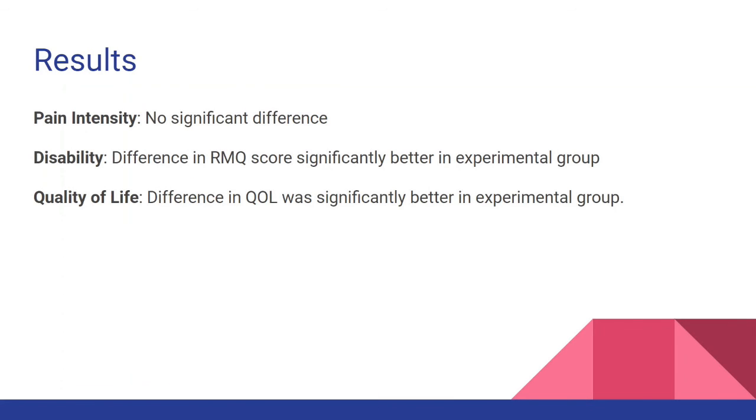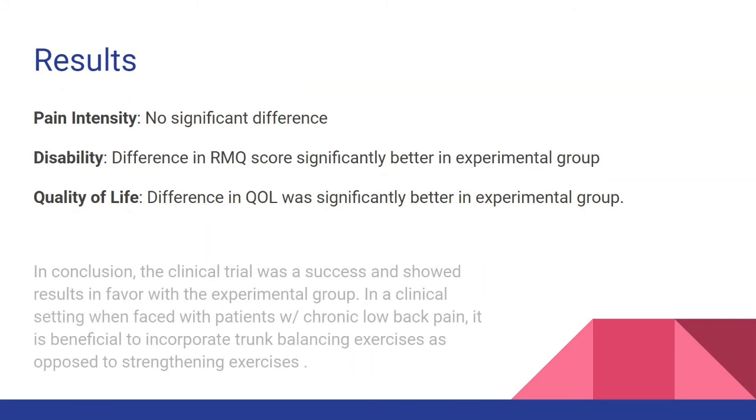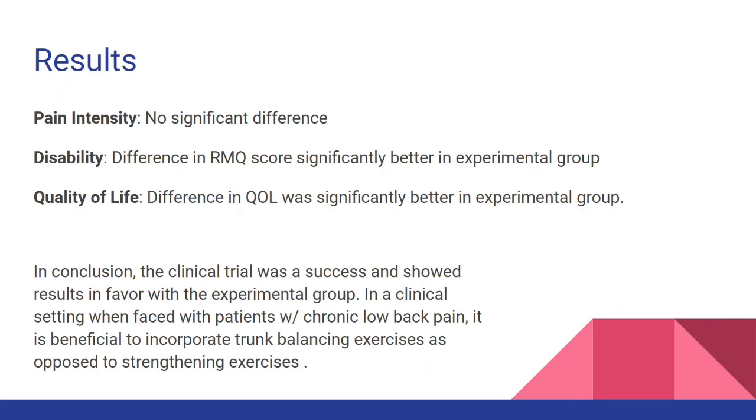As for the results, in the pain intensity, there was no significant difference between the 2 groups. In the disability, the difference in the RMQ score was significantly better in the experimental group. And same for the quality of life, the difference in the quality of life was significantly better in the experimental group. In conclusion, the clinical trial was a success and showed results in favor of the experimental group, which were using trunk balancing exercises with trunk flexibility.